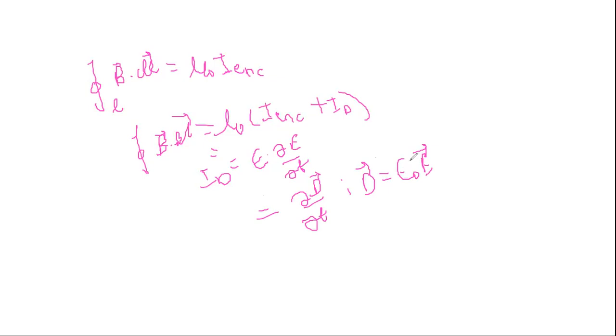Yes, sir. And let me explain one more thing here, the inconsistency. See, what was the differential form of Ampere's circuital law? Can you tell me? Ampere's circuital law, differential form. Del cross H is equal to J.